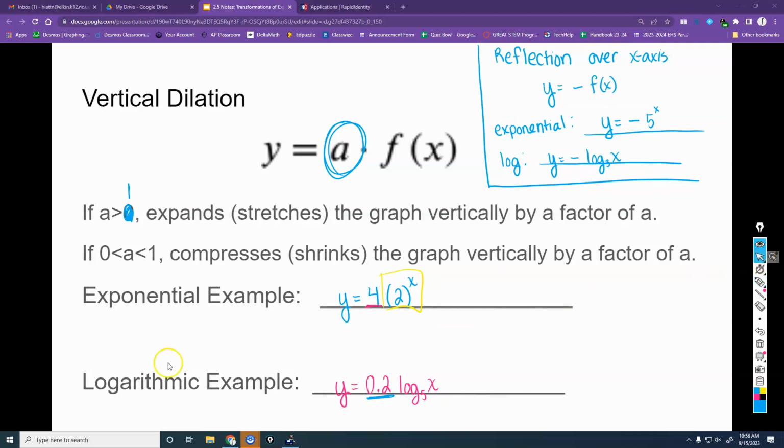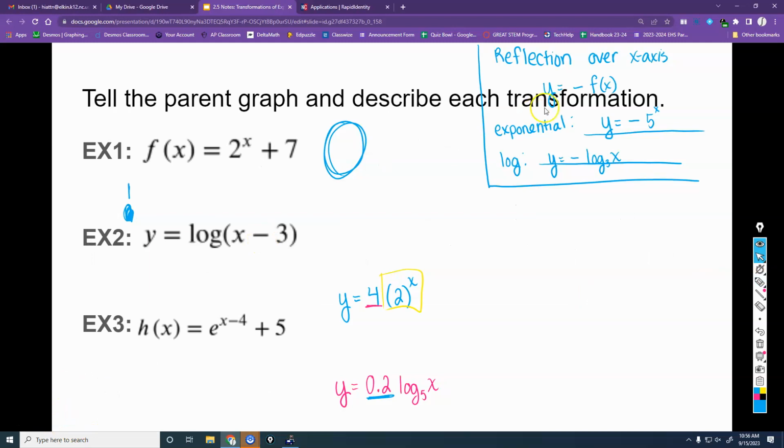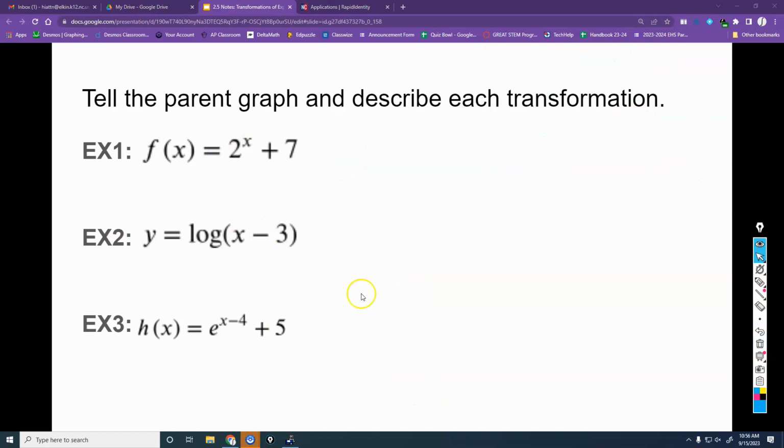So I gave us several questions. Actually, no, these are not like what you'll see on tests, and the others are. So we have to tell the parent graph, describe each transformation for these three functions. I think the exponentials are a little hard to tell what the parent graph would be. An exponential is something raised to the x power. Okay?